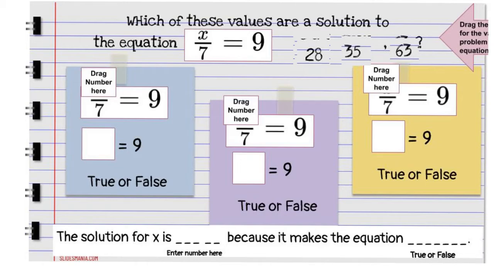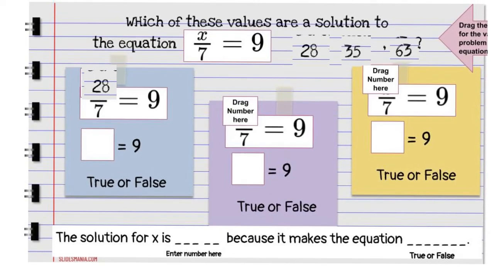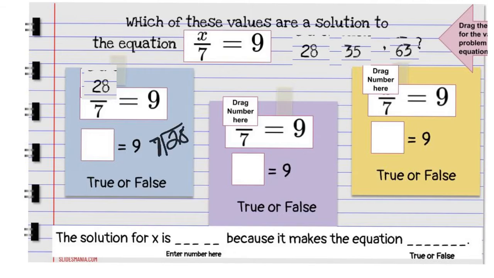So we're going to take our equation, and where x is, there's a little box here that says drag number here, because we're going to substitute 28 in for x, and now we're going to solve this. What is 28 divided by 7? Well, if you don't know, 28 can go in my house, and 7 can go on the outside. And I know that 7 goes into 28 4 times. So 28 divided by 7 is 4.